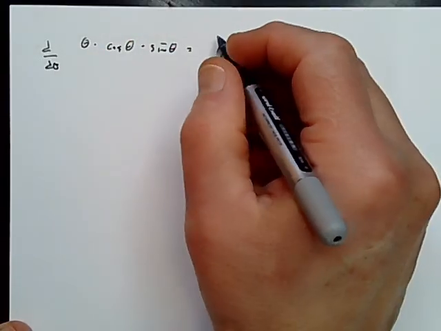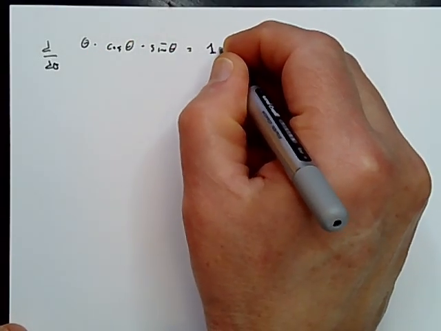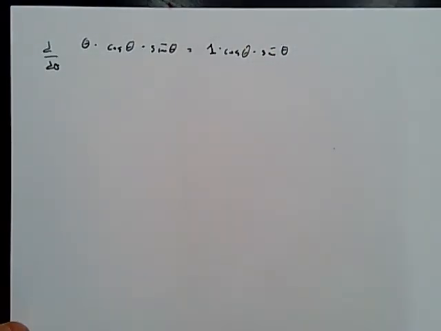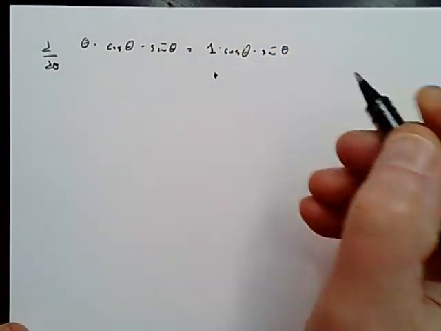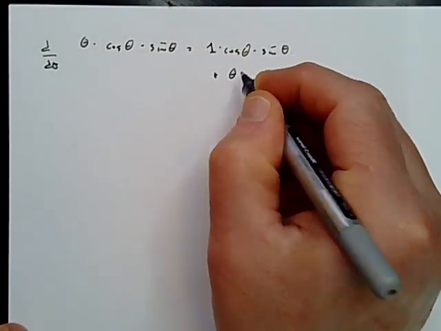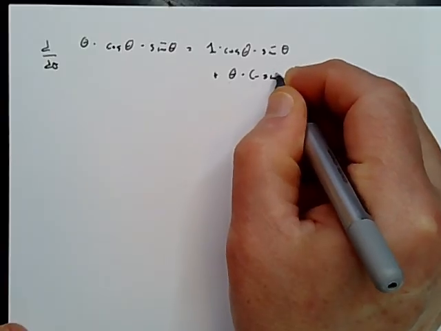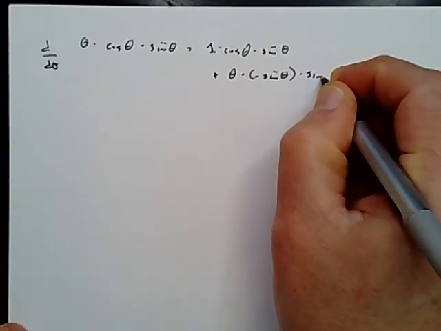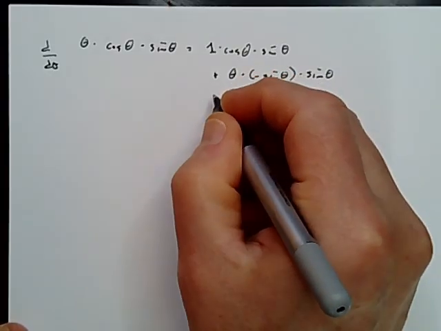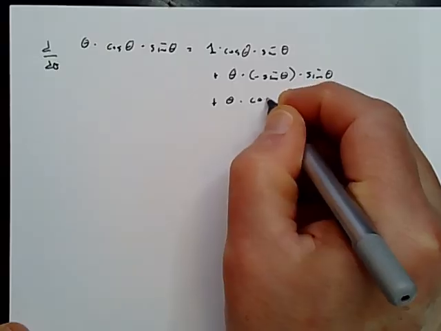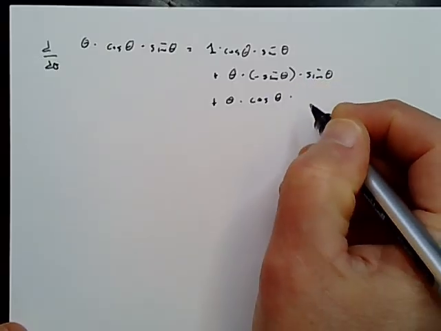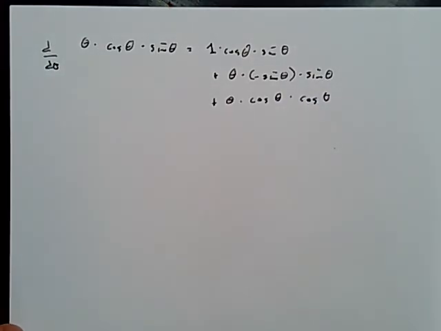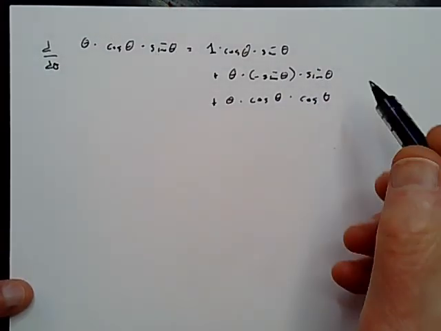So the derivative of theta is 1. I know it's a little bit obnoxious, but I'm going to write 1 times cosine theta times sine theta. For the second term, I'm going to take the derivative of the second thing. So theta times, derivative of cosine is minus sine theta, times sine theta, just writing down sine theta. And then in the last term, I'm taking theta times cosine theta times the derivative of this sine here. Derivative of sine is cosine theta. Okay, and that's the answer.